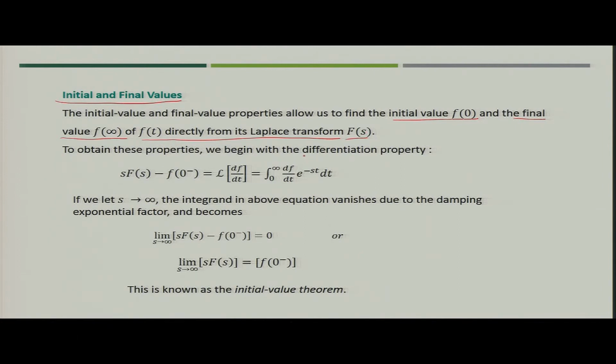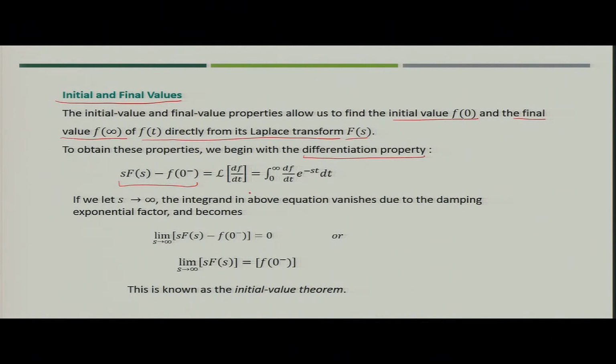Now, let us take the differentiation property of the function, that is the Laplace of df/dt. So, what do we write? We write Laplace of df/dt is nothing but sF(s) minus the value of the function at 0.